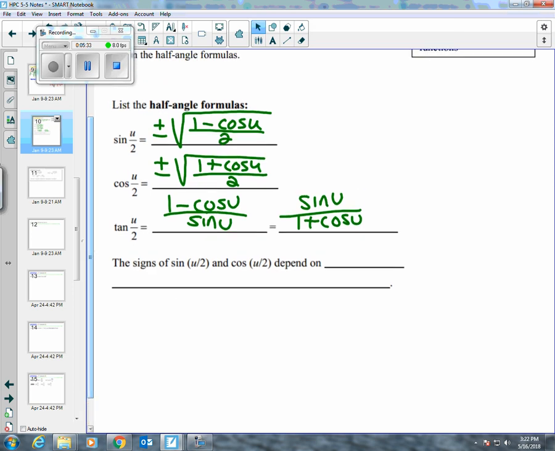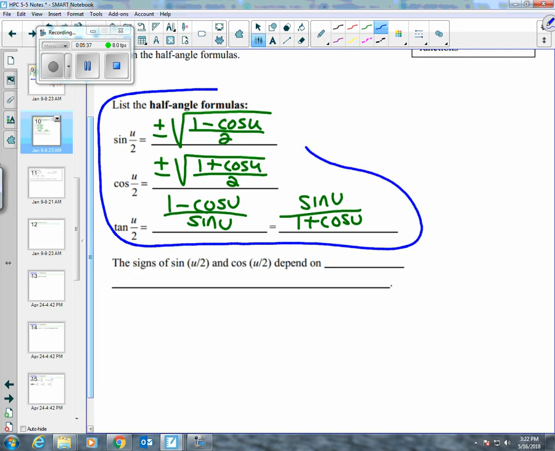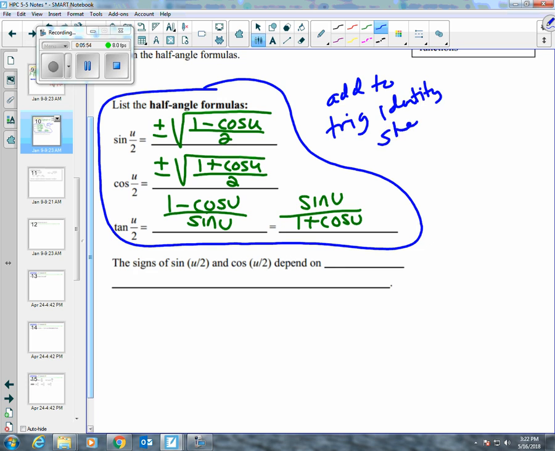Okay, these are the ones that I need you to add onto your trig identity sheet. They have the power reducing up at the top, but you don't have this version on the note sheet. So if it's not there, please make sure you copy this onto your trig identity sheet. Take a moment, pause the video, and make sure you put those in there.